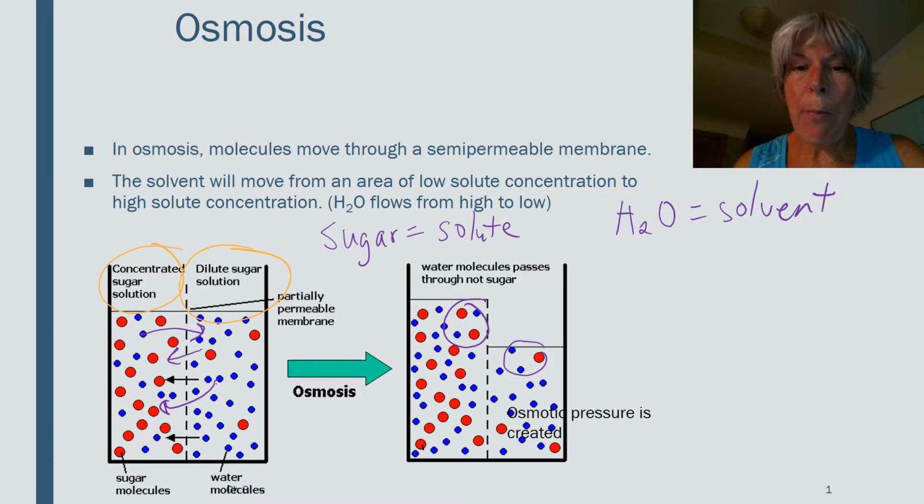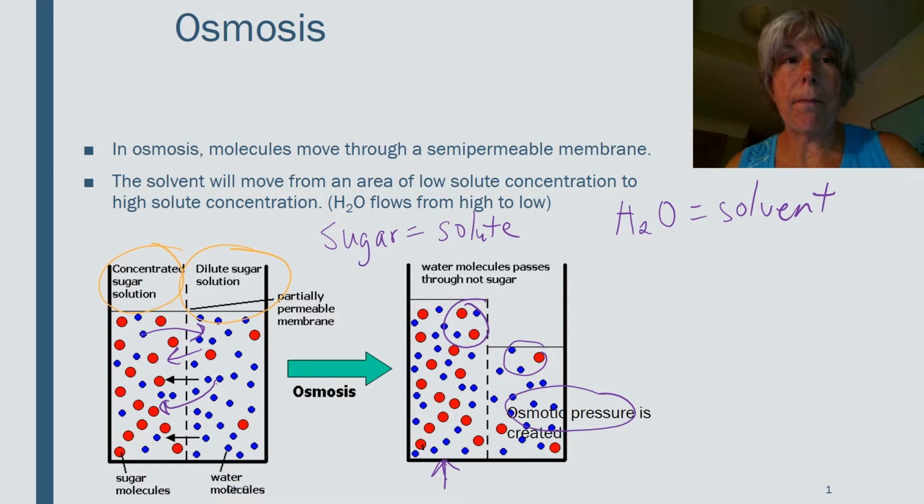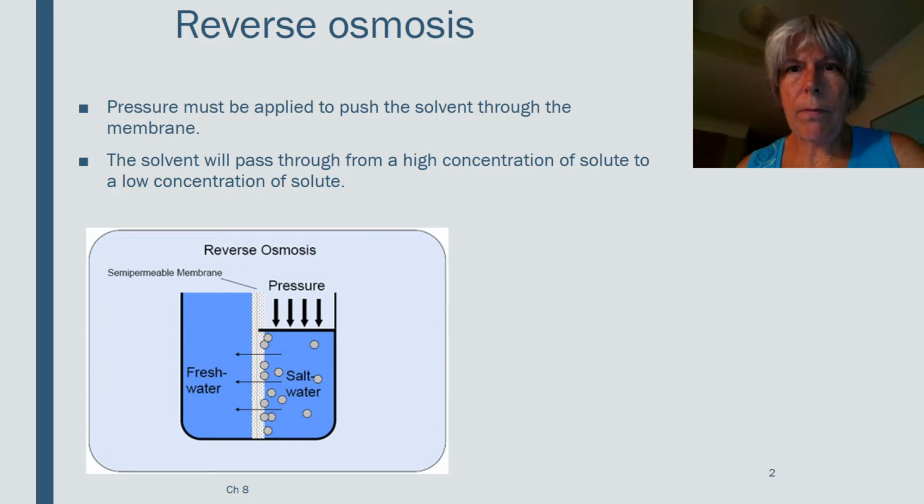And when that happens, you notice that the volume on the left side of the semi-permeable membrane increases. And what happens then is something called osmotic pressure is created. So osmotic pressure is the pressure that is created by this increase in volume on the left side of the semi-permeable membrane. Osmosis happens naturally through a semi-permeable membrane. You don't need any extra energy to make it happen.